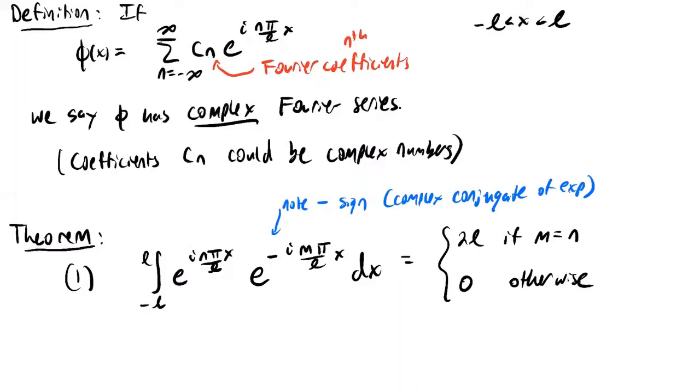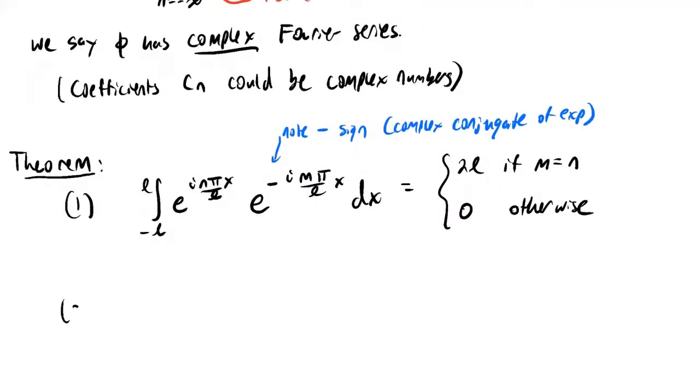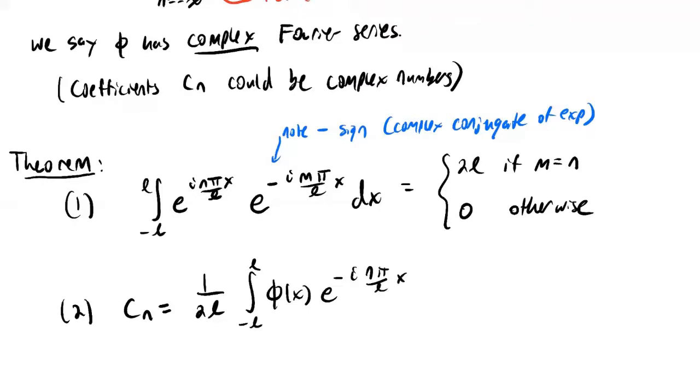And this will allow you, following arguments very similar to what we did with the sine and cosine Fourier series, once you have this notion of orthogonality, to find a formula for the coefficients. The second part of the theorem is that for each n, I can write Cn as 1 over 2L times the integral from minus L to L of phi of x times e to the minus i n pi over L x dx.